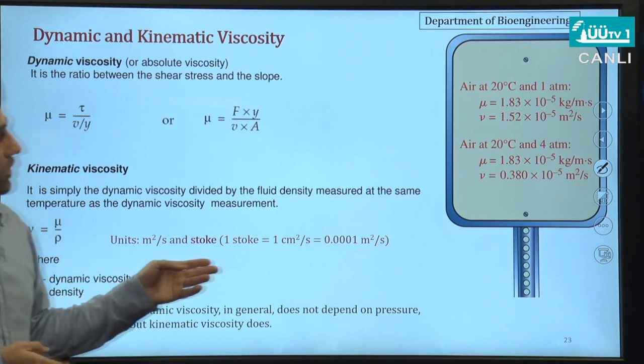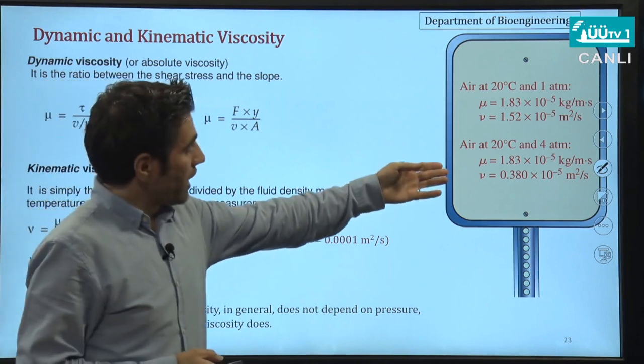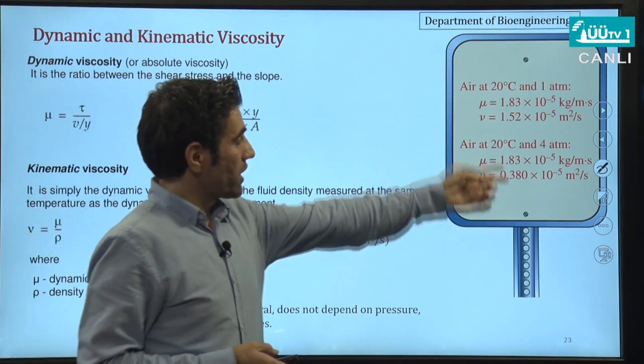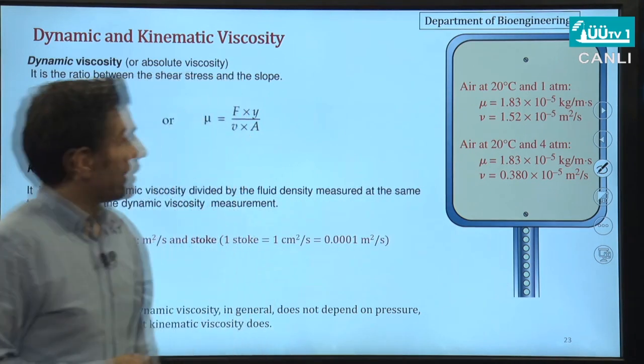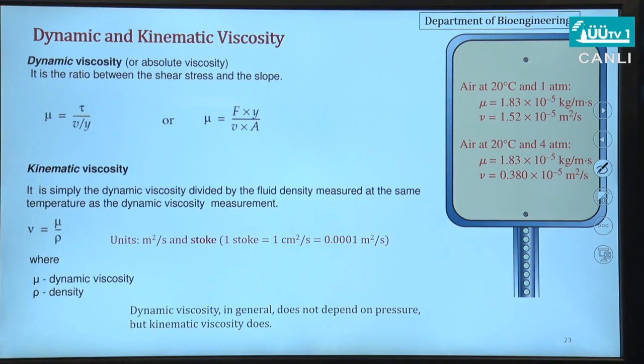One thing that we should keep in mind: we know that here, for example, we have air at 20 degrees centigrade, but at different pressures. As you can see here, their dynamic viscosity remains constant, but their kinematic viscosity will change by changing the pressure. So kinematic viscosity is pressure dependent.